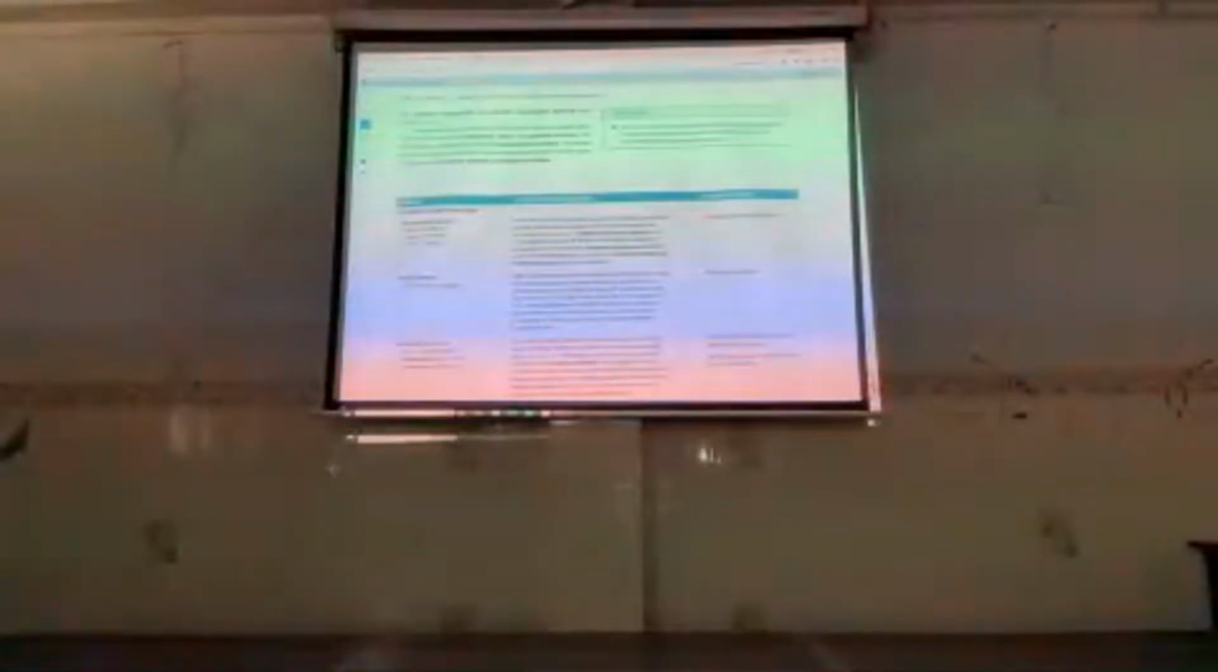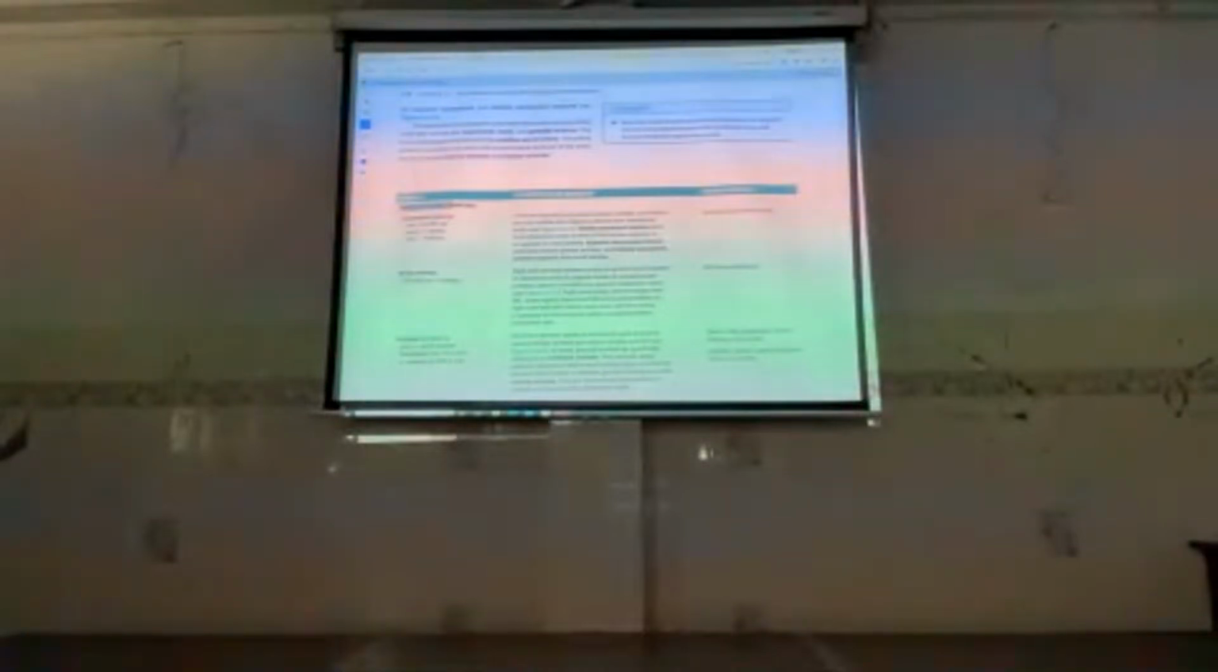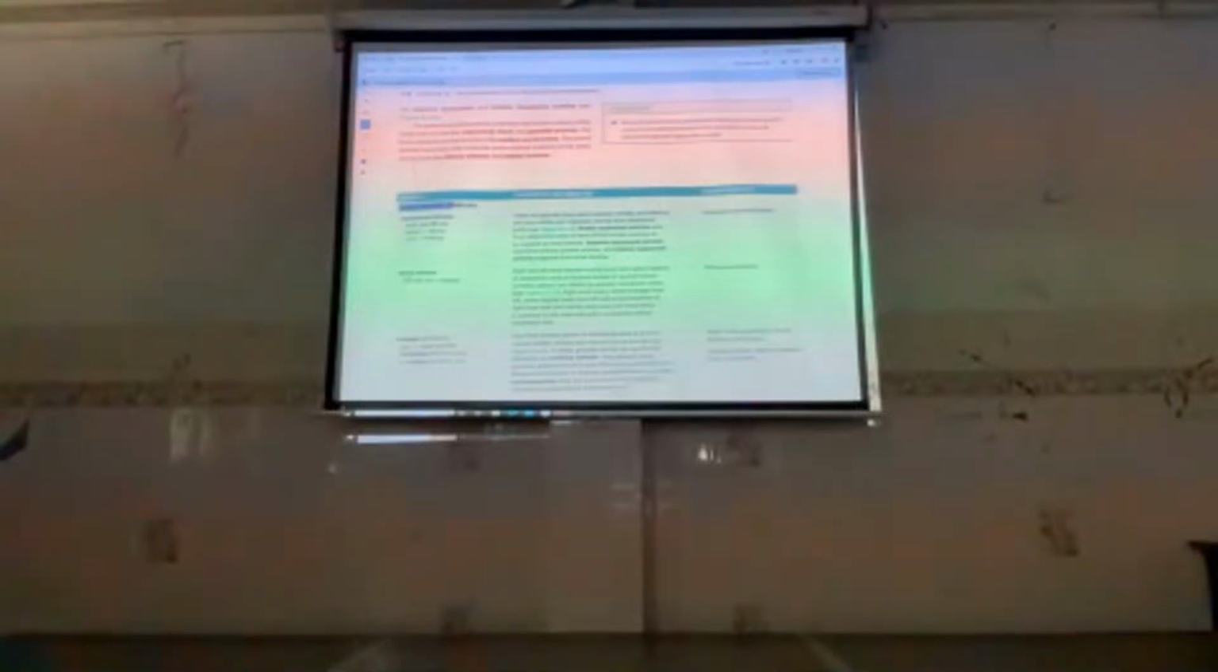And what is the other one that we have? Superior mesenteric artery, inferior mesenteric artery, left gastric artery, splenic artery, hepatic artery. Now, first we are talking about the unpaired branches. What are the three major arteries present in the unpaired branches? Celiac trunk, superior mesenteric artery, inferior mesenteric artery.